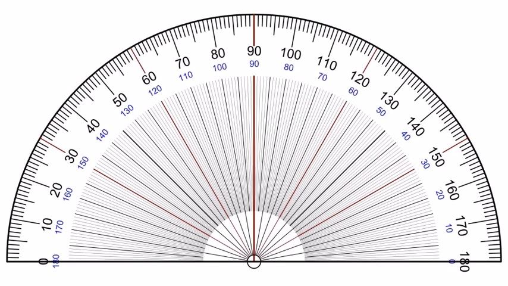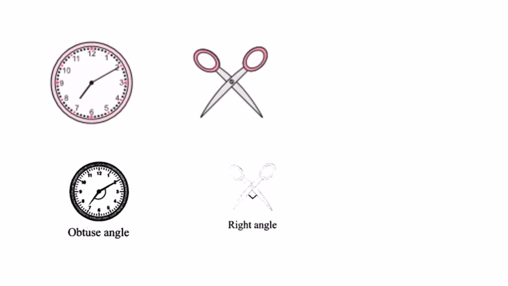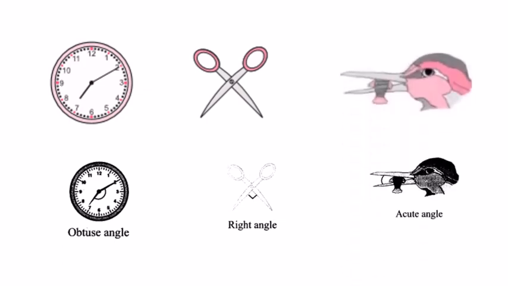So children, to draw an angle, we need a protractor. And last year in 5th standard, we had learned how to use a protractor. I hope you all remember. Now, let's revise the three angles which we have learned. Can you say which angle is this? Yes, this is an obtuse angle. Which angle is this? This is a right angle. Which angle is this? This is an acute angle.